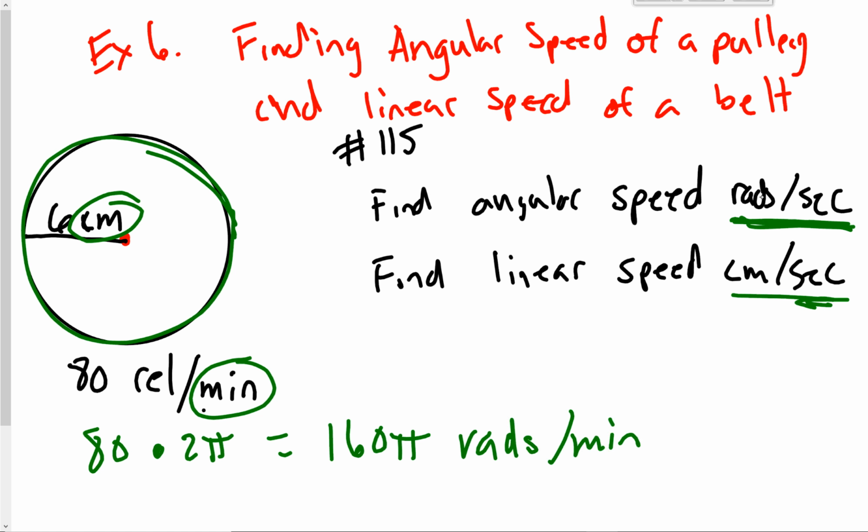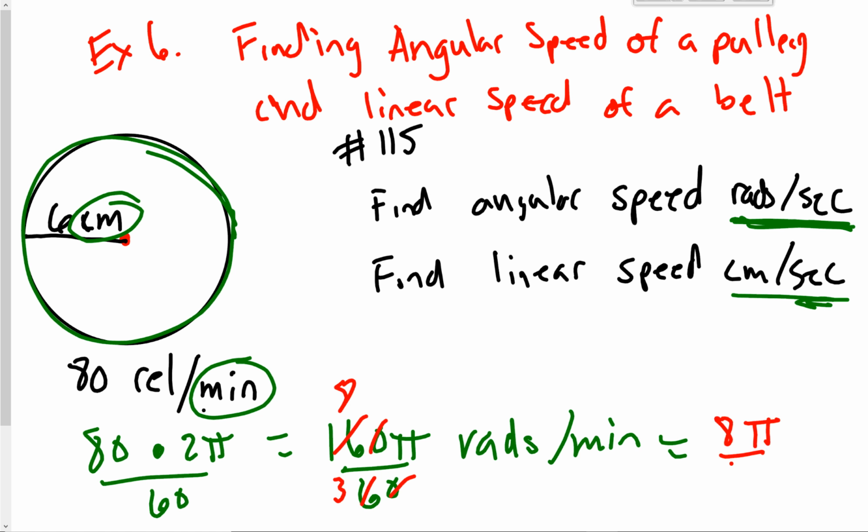And now I want radians per second, so I just have to divide that by 60. So divide that by 60, and we get, after reducing, cancel out those zeros, right? 16 and 6 cancels out to 8 and 3. So 8 pi thirds radians per second. So that's how many radians per second we're going. Okay, now we can go ahead and find our angular speed and our linear speed, because now we're in per seconds and we're in radians per second.